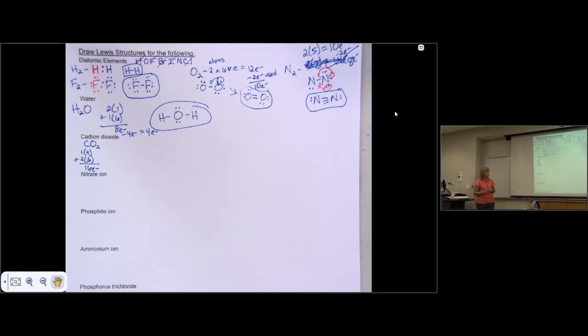What's the next thing? Pick a what? Pick a central atom. Pick a central atom. So who's going to be our central atom? Carbon is going to be the central atom. And what does it say to do with carbon? Single bond it to what? The other atoms. Does it say form single bonds to all the other atoms with the central atom? So who goes in the middle? You just told me, but who goes in the middle? Carbon goes in the middle.